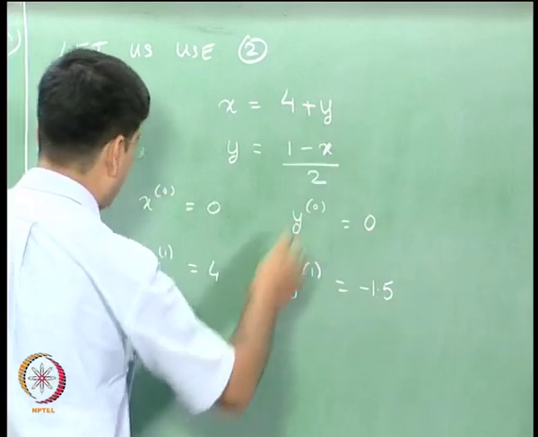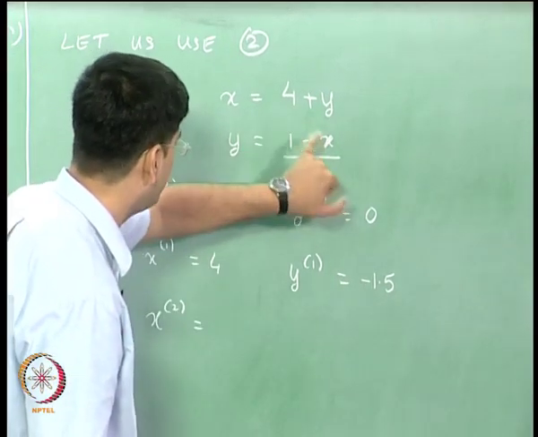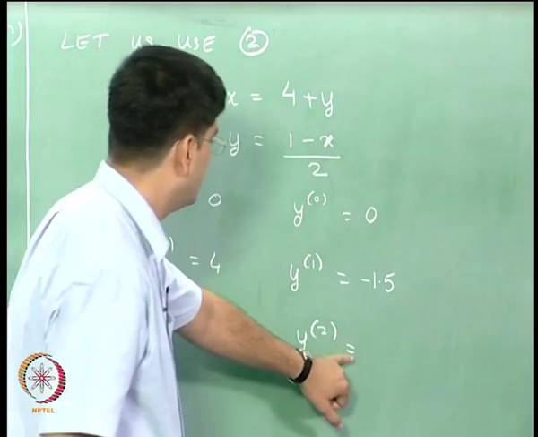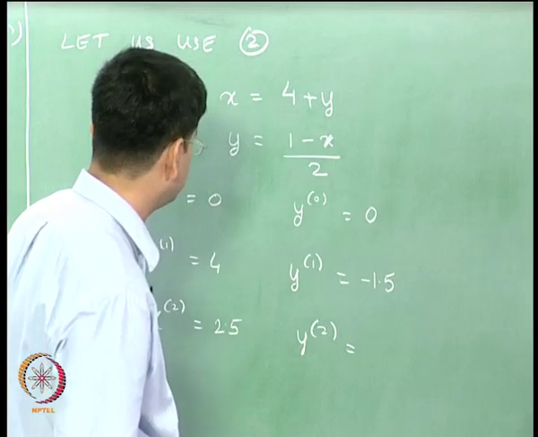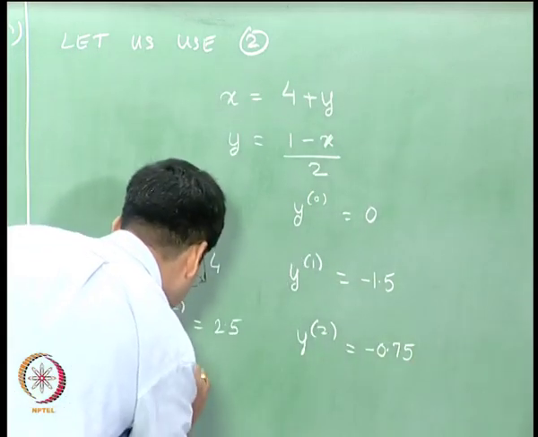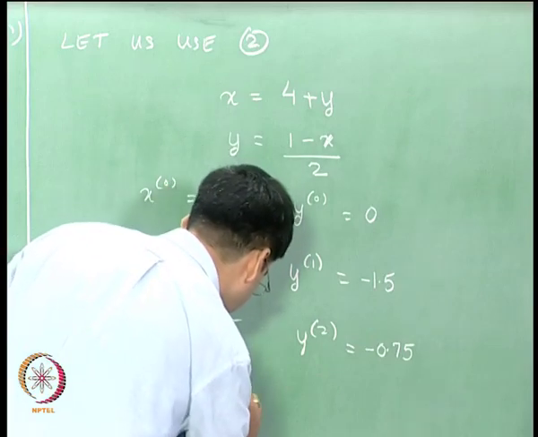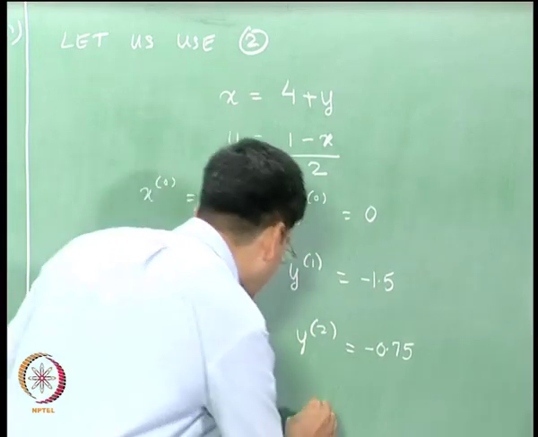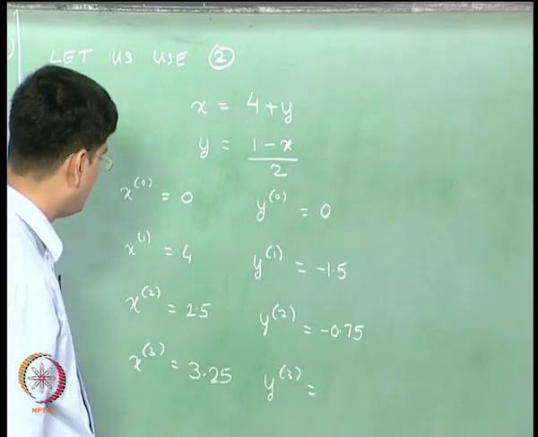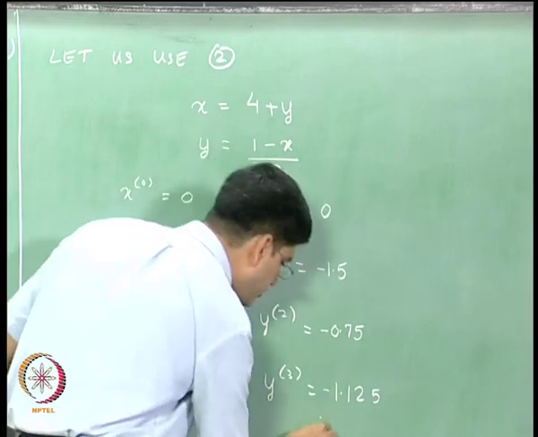Okay. Then we substitute minus 1.5 in this equation, and we will get x2 as nothing but 4 minus 1.5, that is 2.5, y2 is going to be nothing but 1 minus 2.5, that is minus 1.5 divided by 2, which is minus 0.75. x3, we continue this, we substitute y2 into this equation, that is 4 minus 0.75, we will end up getting 3.25, and y3 is going to be 1 minus 3.25, that is minus 2.25 divided by 2, that is minus 1.125.